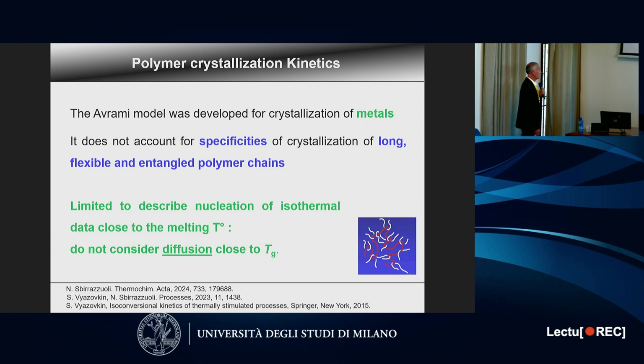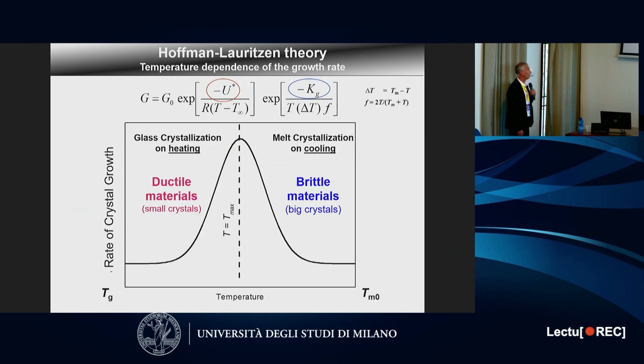So in fact, it is limited to describing nucleation of isothermal data close to the melting temperature, because this equation does not account for the diffusion effect that occurs when you are close to the glass transition. And diffusion is very important at low temperature.